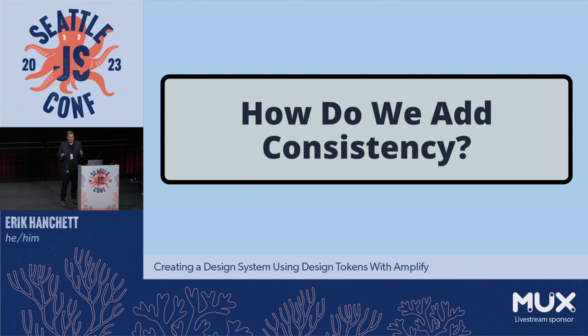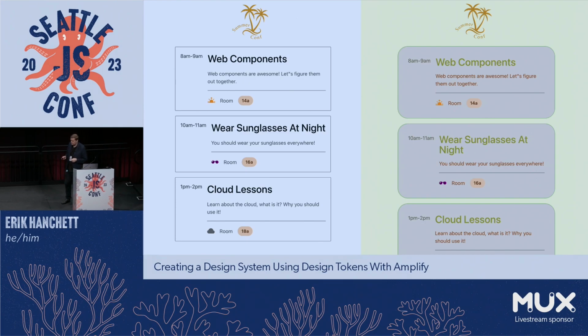But how do we add consistency? How do we add a theme? So I have an example here. We have completely unthemed on one side, and a themed site on the other.